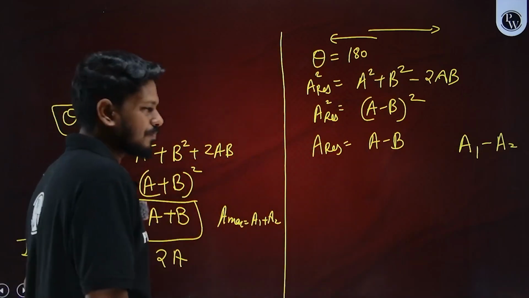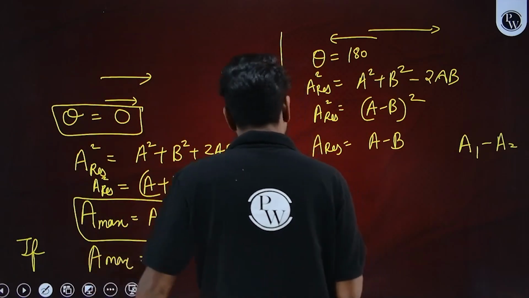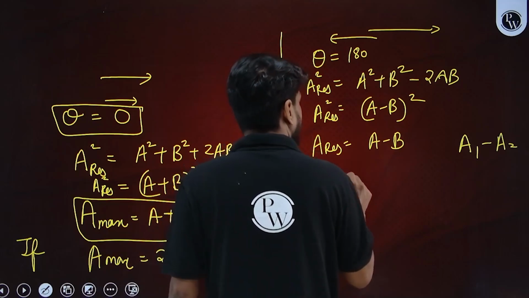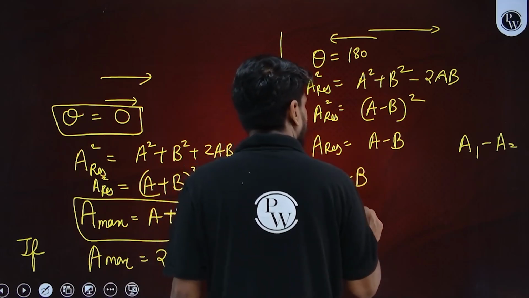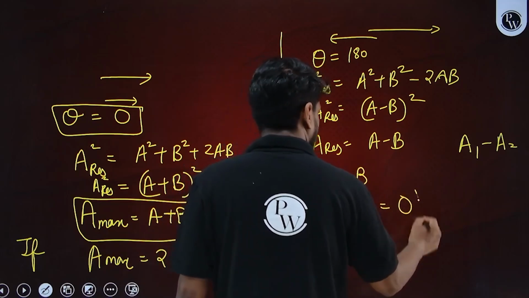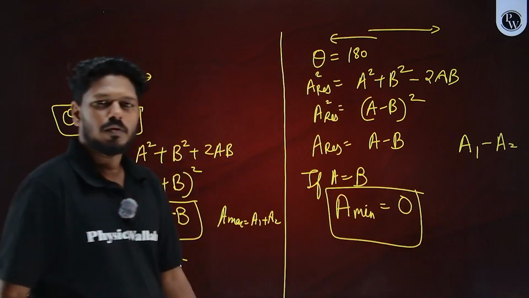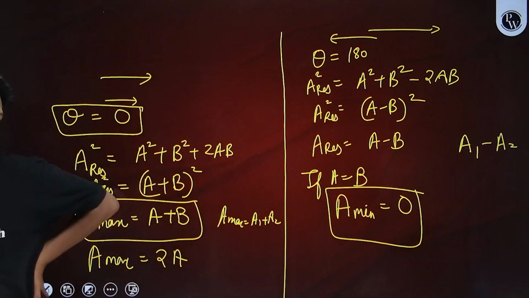Any difficulty? And if A is equal to B, then what will be A minimum? 0. Okay. If A is equal to B, then A minimum will be 0. Any doubt? No, sir.